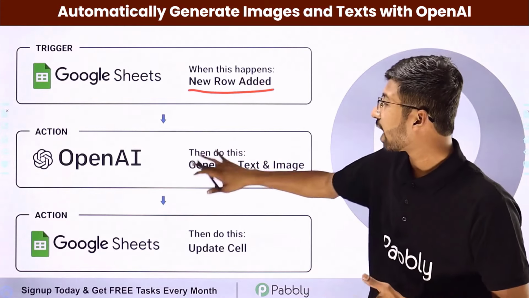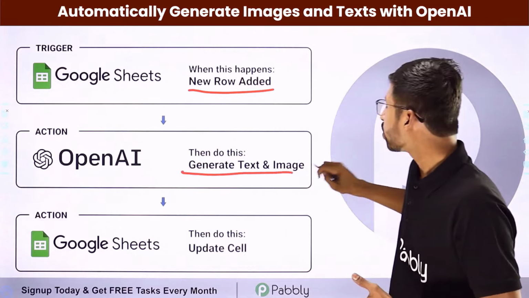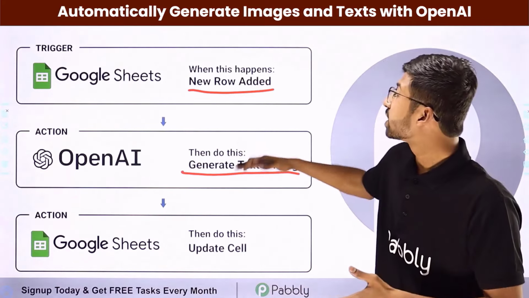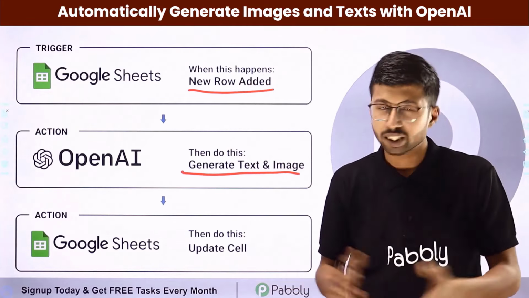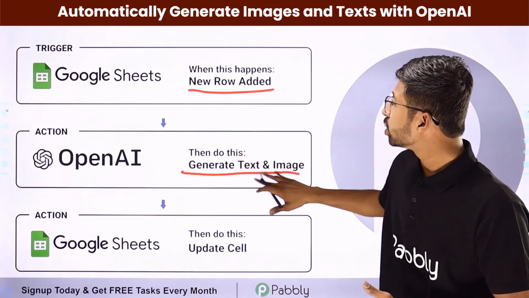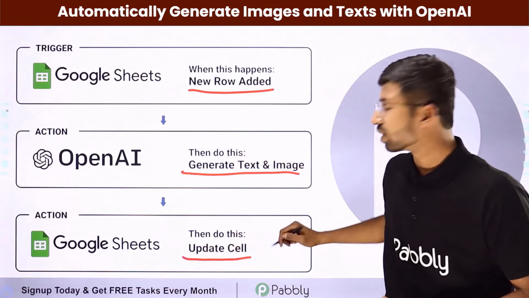And after doing this, in the action event, we are actually using OpenAI to generate some text content as well as the images for the same topic which we have entered in Google Sheet. And at last, after generating it, we are adding the same content and image URL into the same Google Sheet in the third step.